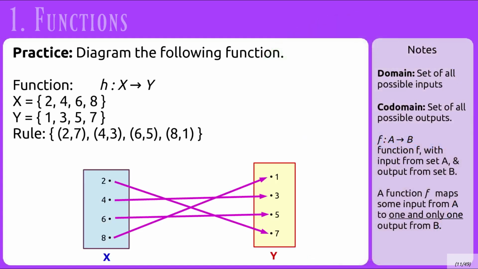Here's what the diagram should look like. Notice that I have labels for X and Y, and all of the arrows go from the domain to the codomain.